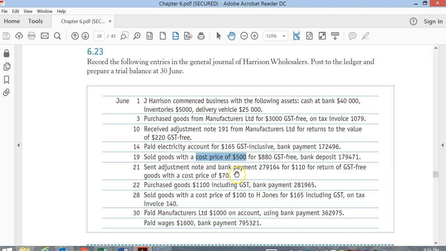Okay, so the next one, I am going through these pretty quickly, but the beauty of these is that you can pause it, rewind it, do whatever. Just trying to get through them fairly quickly and then get onto the ledger.